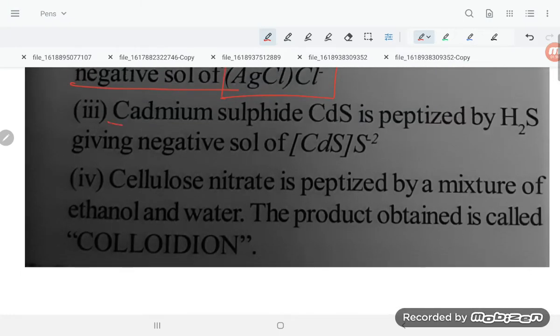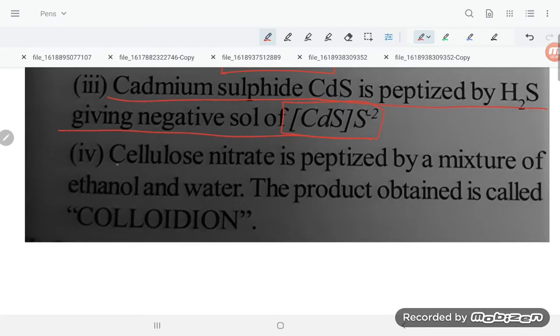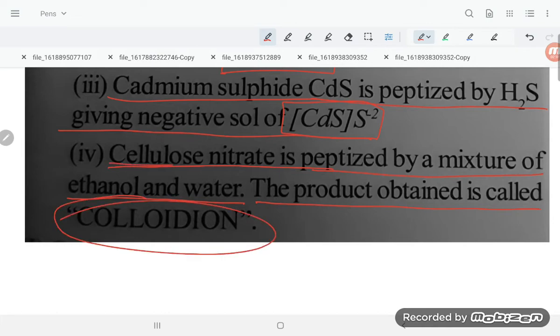The last one, students: cadmium sulfide, CdS, is peptized by H2S, giving a negative sol of CdS and S2-. Cellulose nitrate is peptized by a mixture of ethanol and water. The product obtained is called collodion.